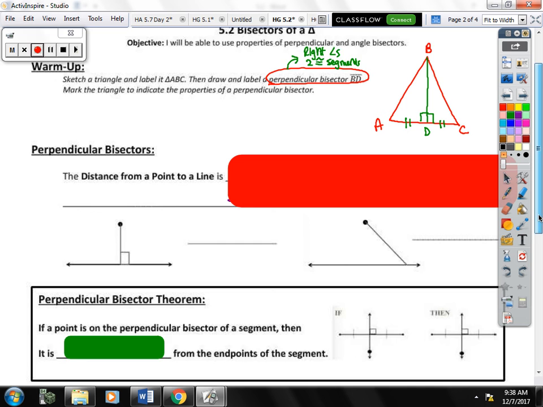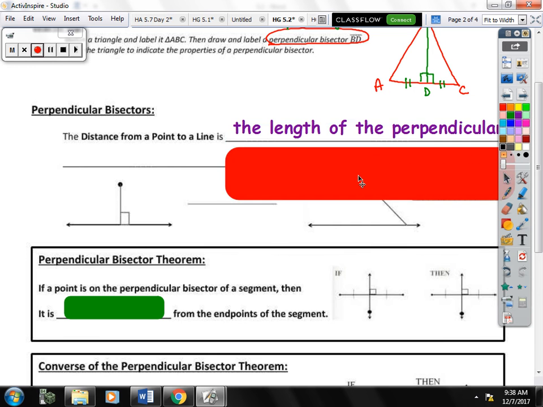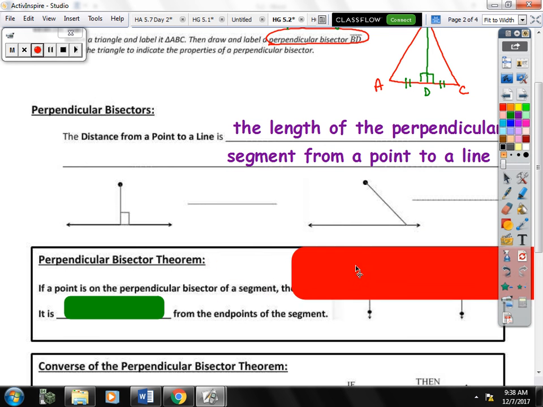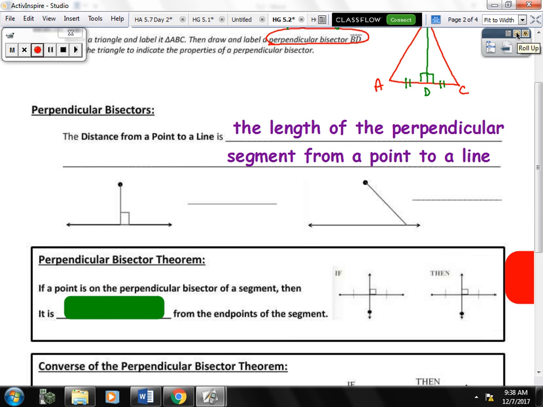First of all, we'll talk about the distance. Anytime you're finding the distance from one point to a line, it can't just be any segment that's drawn. It has to be a perpendicular segment. So the distance from a point to a line is the length of a perpendicular segment from a point to that line.